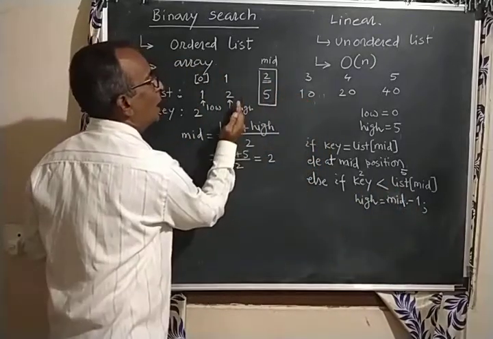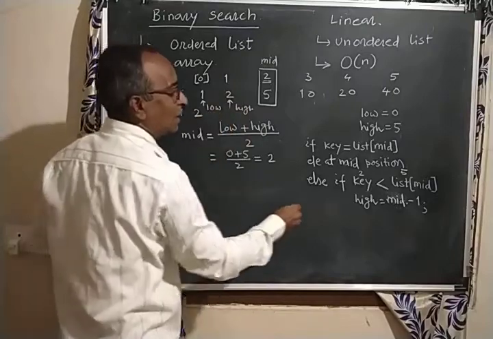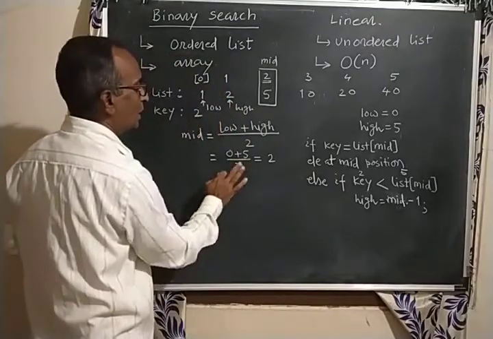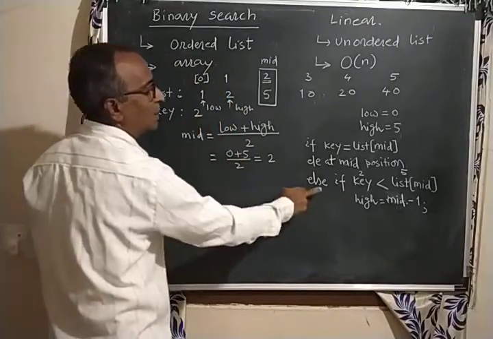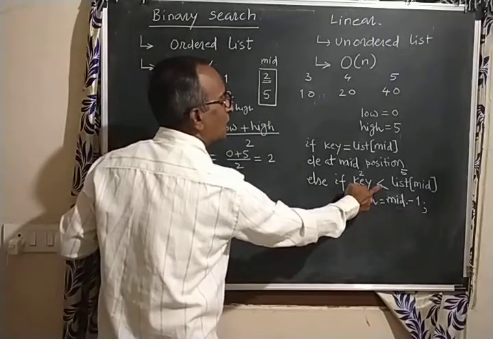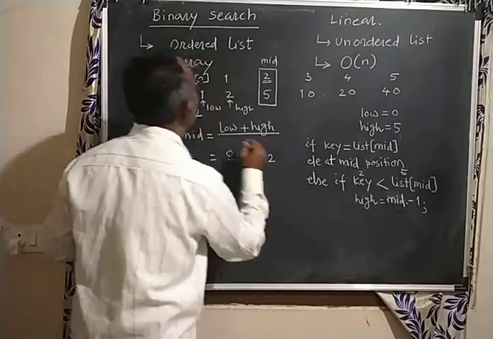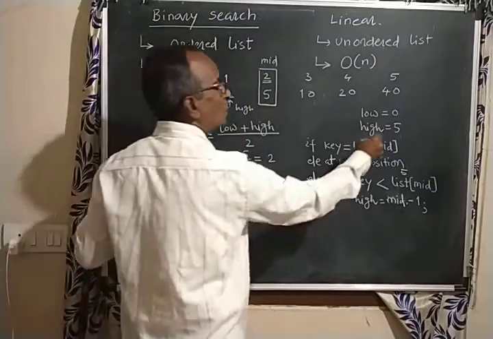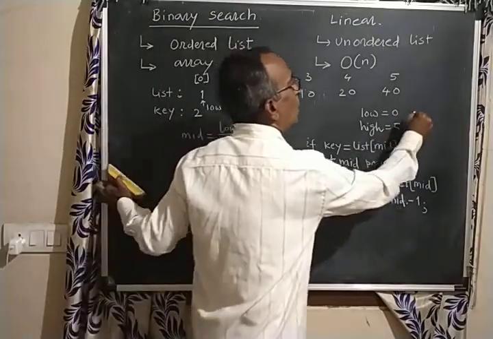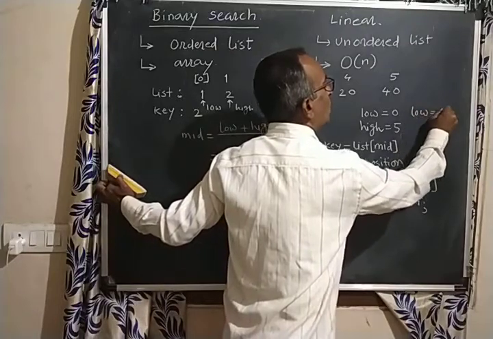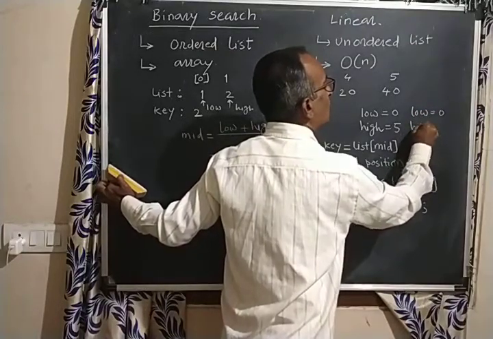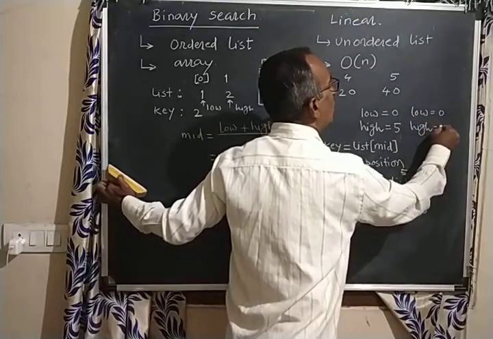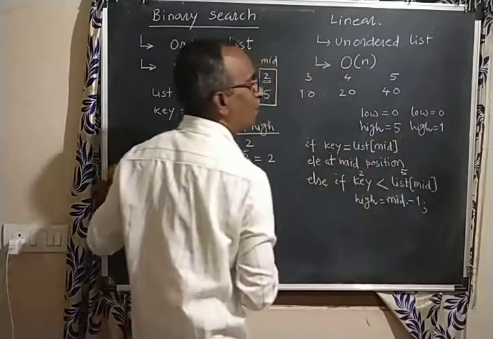Mid minus 1 is high. Now what will happen for this 2? See, key is less, then high will be mid minus 1. What is mid value? 2. Mid minus 1 is 1. So next iteration what happens? Low will be same. We are not changing low. But what is high value? High value will be 1 here.